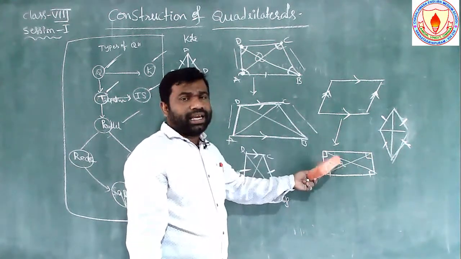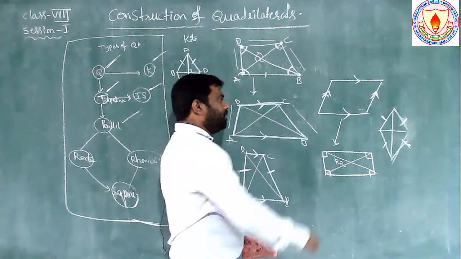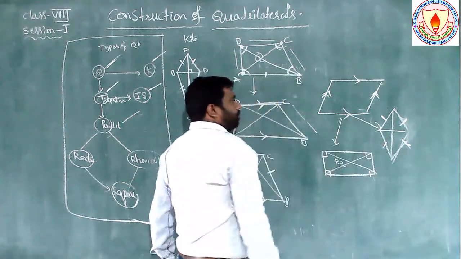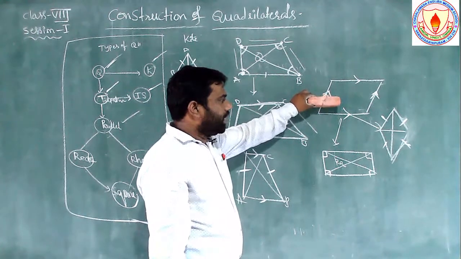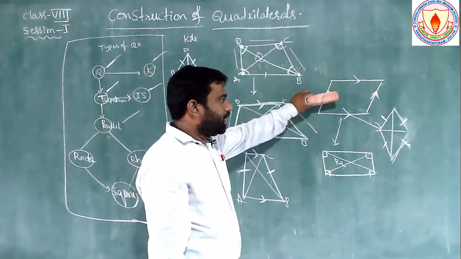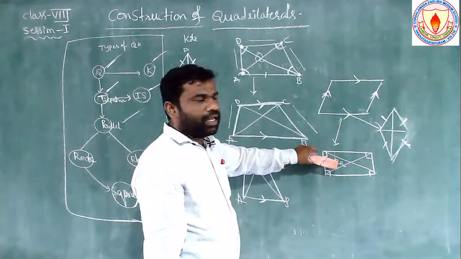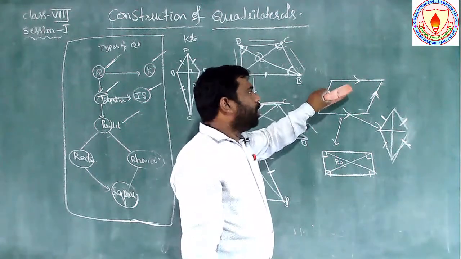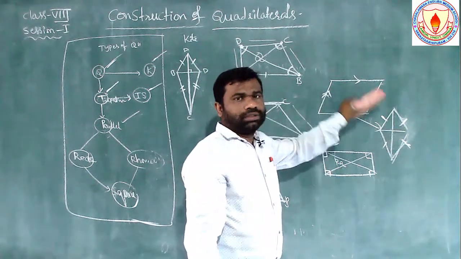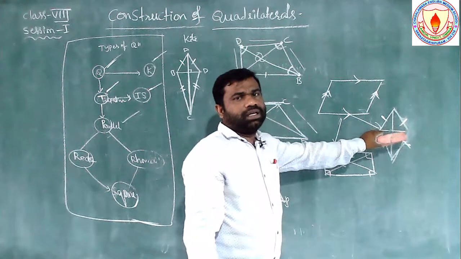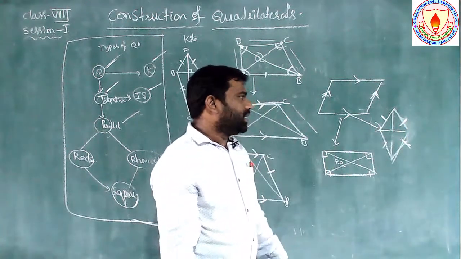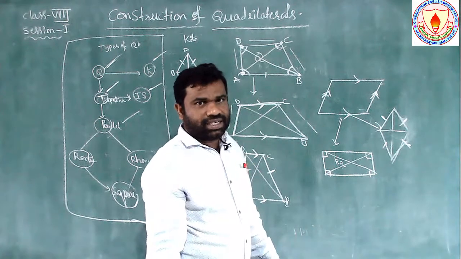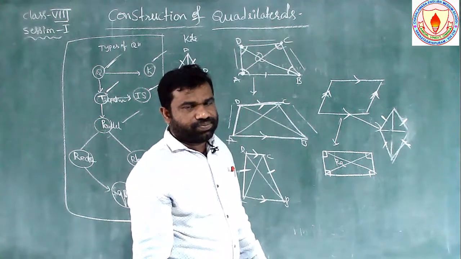Whereas the rectangle, same derivation from the parallelogram: in a parallelogram, if one of the interior angles is 90 degrees, then the parallelogram is said to be a rectangle. In a parallelogram, if all sides are equal, then the parallelogram is said to be a rhombus. Diagonals are bisecting each other at 90 degrees, perpendicular bisectors.